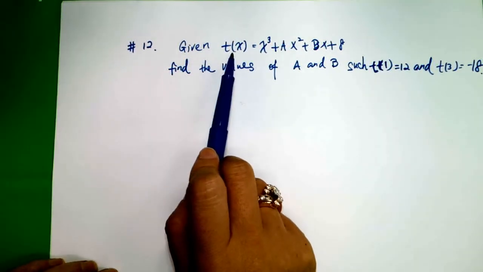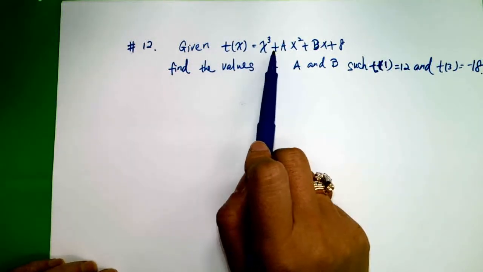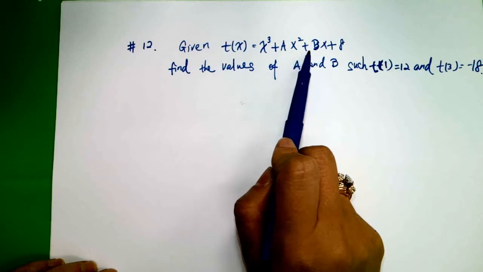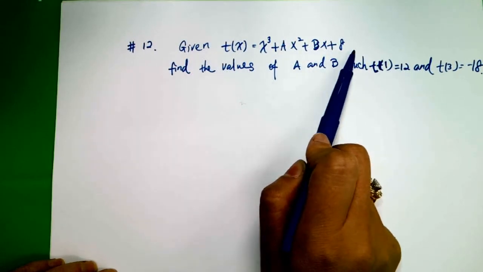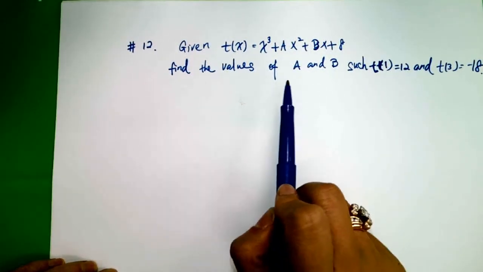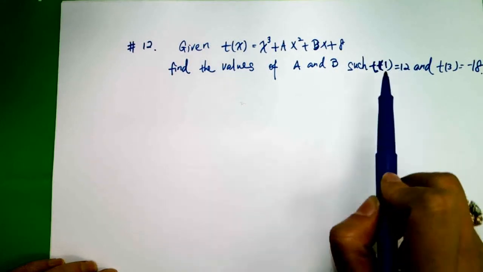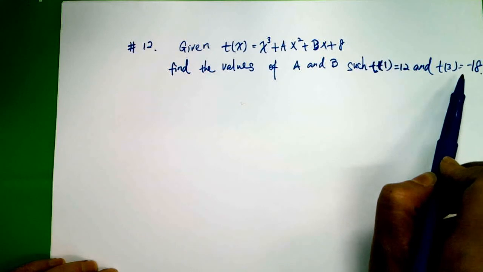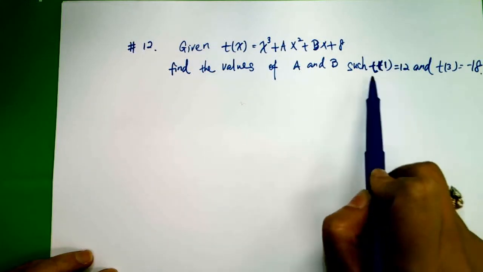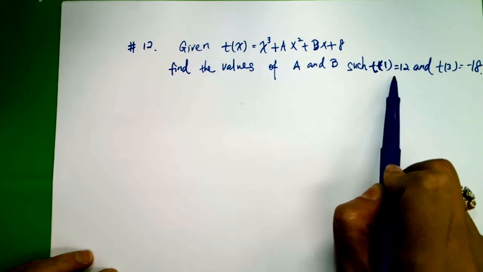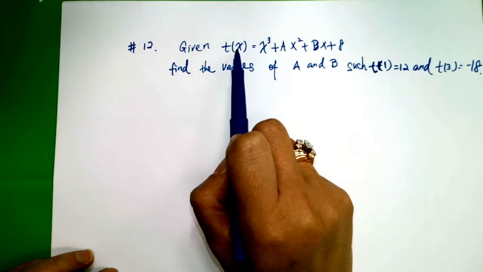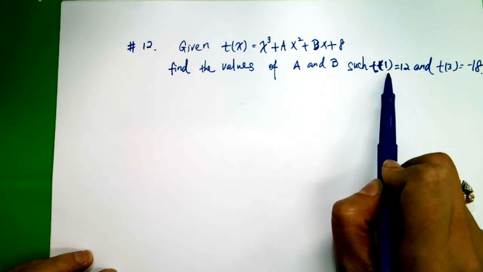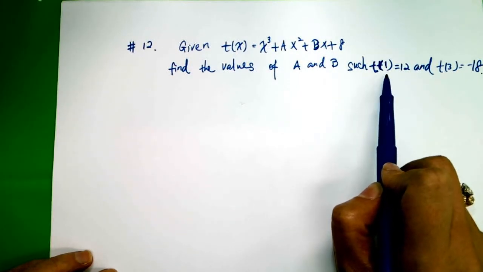Given T of x equals x cubed plus ax squared plus bx plus 8. Find the values of a and b such that T(1) equals 12 and T(3) equals negative 18. To solve this, all you need to do is change every single x to the number they want you to use inside of the parentheses.